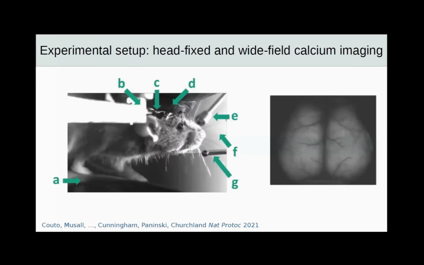To do that, the mouse is head fixed, as you can see here, which allows us to record the brain activity using calcium imaging through a cranial window that you can see on the right. Here you can see the spots for the air puffs, and there are also some spots for the rewards. This is the licking spot for the reward, and this is one for the air puffs.